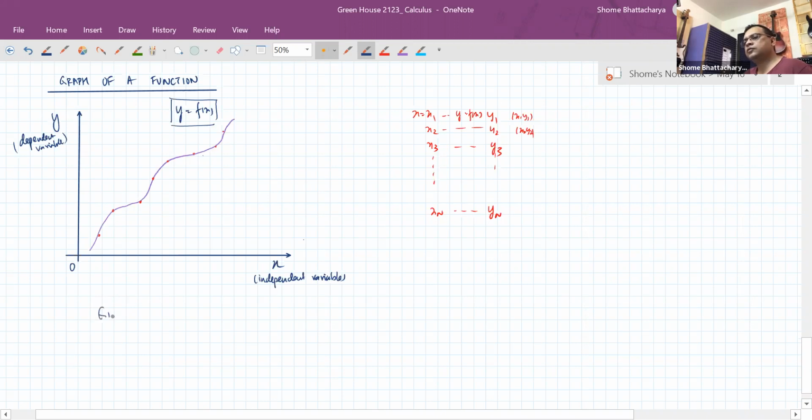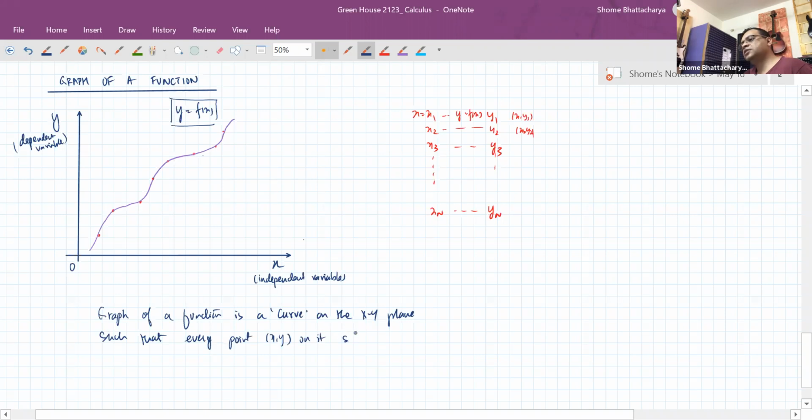So the graph of a function is a curve on the xy plane such that every point on that curve, (x, y) on it, satisfies the relation y is equal to f(x), because that is the function.